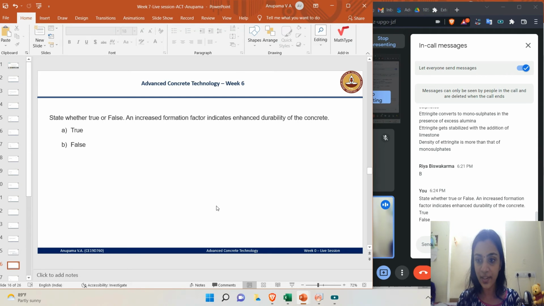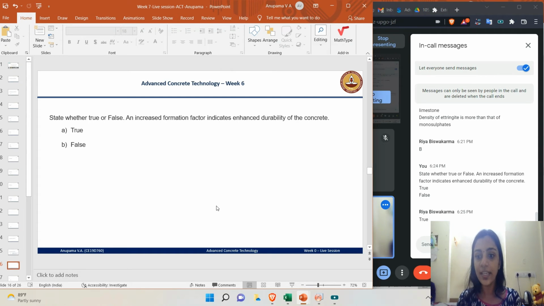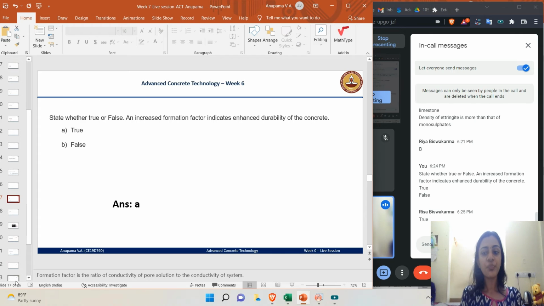Okay, it's a true or false statement. Increased formation factor indicates enhanced durability of the concrete. Yeah. So the correct answer, let's go to the correct answer. Correct answer is true. Why?